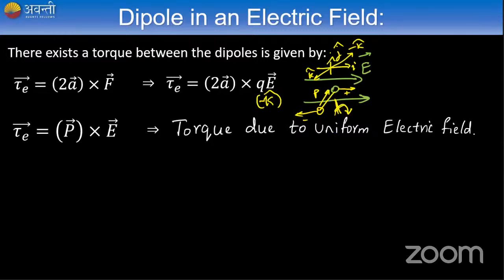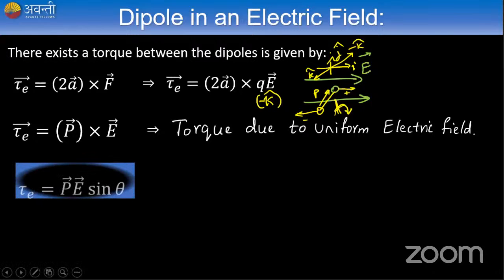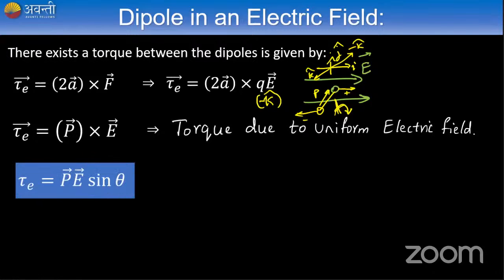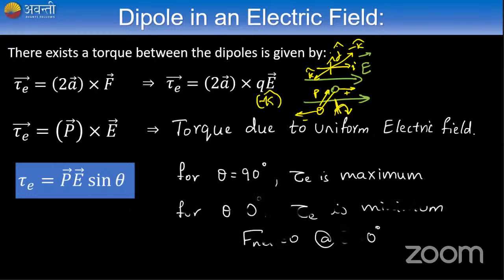So the torque due to the uniform electric field on the dipole is given by P cross E, or PE sin theta, right? A cross B is AB sin theta. So P cross E is PE sin theta. So if theta is 90 degrees, we get torque maximum. If theta is 0 degrees, we get torque minimum.